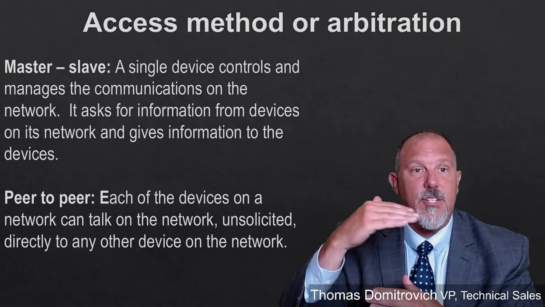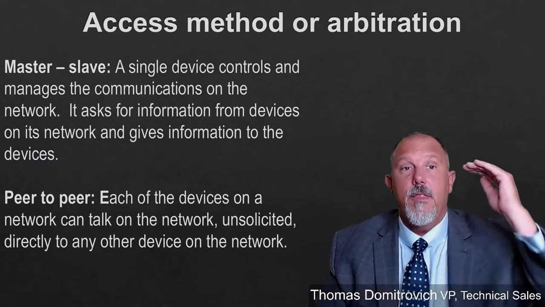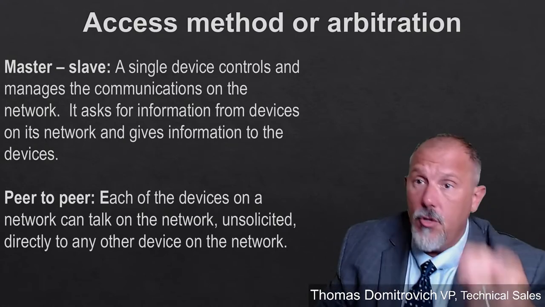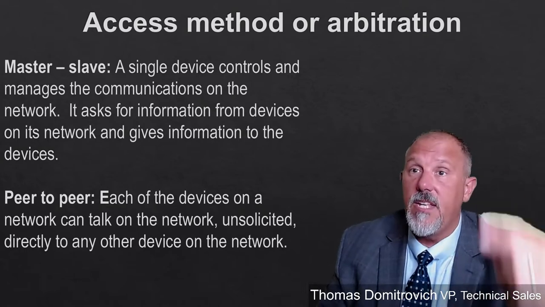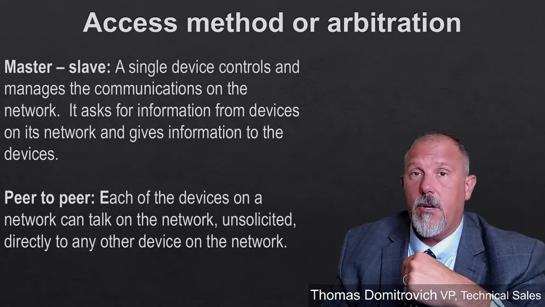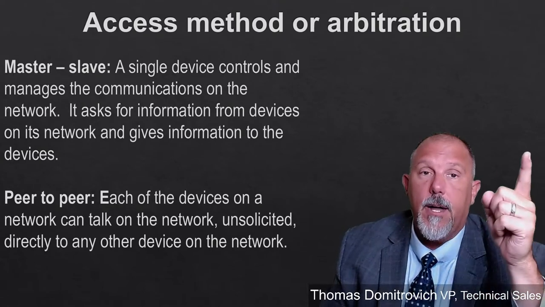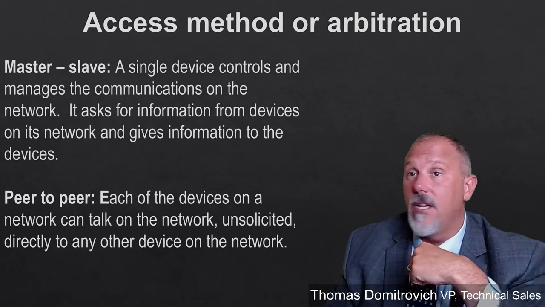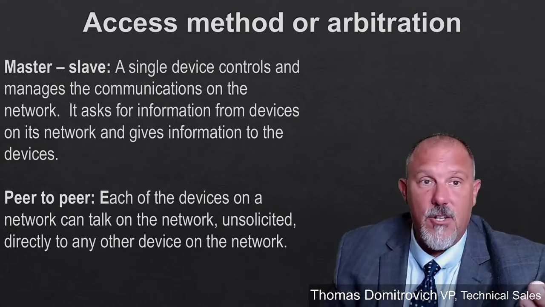So you have a master-slave network or you have a peer-to-peer network. In a master-slave network, the master device, which would be the controller, says, I need information from you, David Engelhart, or you from Tamaki. And only Tamaki or David sends a response back. Or you, Chris Foland: Chris, I need to know your address. And then Chris will send back his address. Tamaki's not going to respond. Robert's not going to respond because I did not ask for it.